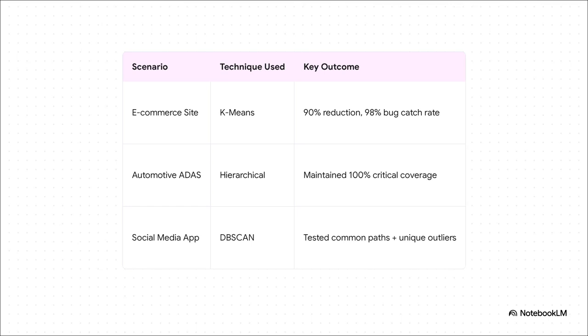Yeah, so the academic research on this highlights some fascinating cases. There was an e-commerce site that used a popular algorithm called k-means clustering and saw a mind-blowing 90% reduction in their test time. Then you have a totally different field, a safety-critical automotive system that used another method to maintain 100% coverage on its most critical code. And a social media app used a third type of clustering to focus on the most common user journeys while also making sure it caught weird edge cases. It really shows how flexible this approach is.